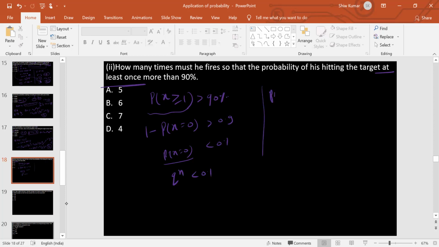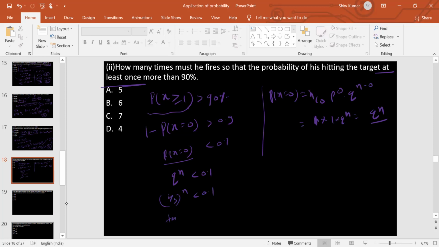कैसे? क्योंकि if you write down x is equal to 0 means r is 0, p raised to 0, q raised to n minus 0. So n C 0 value is a 1, p raised to 0 is 1, and it's a q raised to n. So in the last you will get it here q raised to n. And q value we know that 2 by 3 to power n must be less than 0.1.